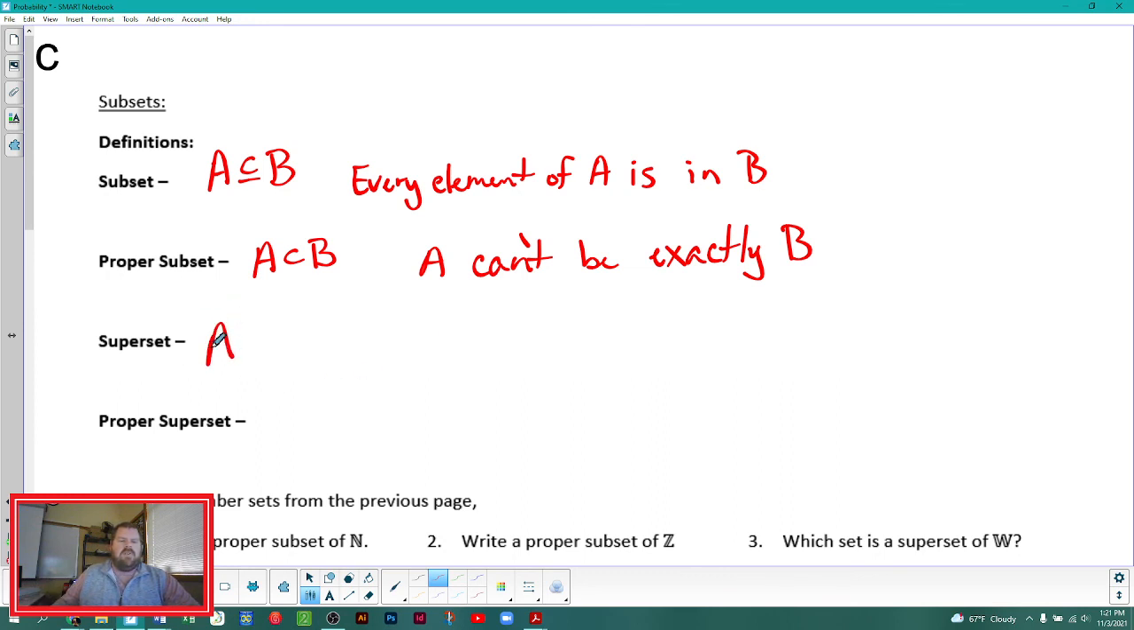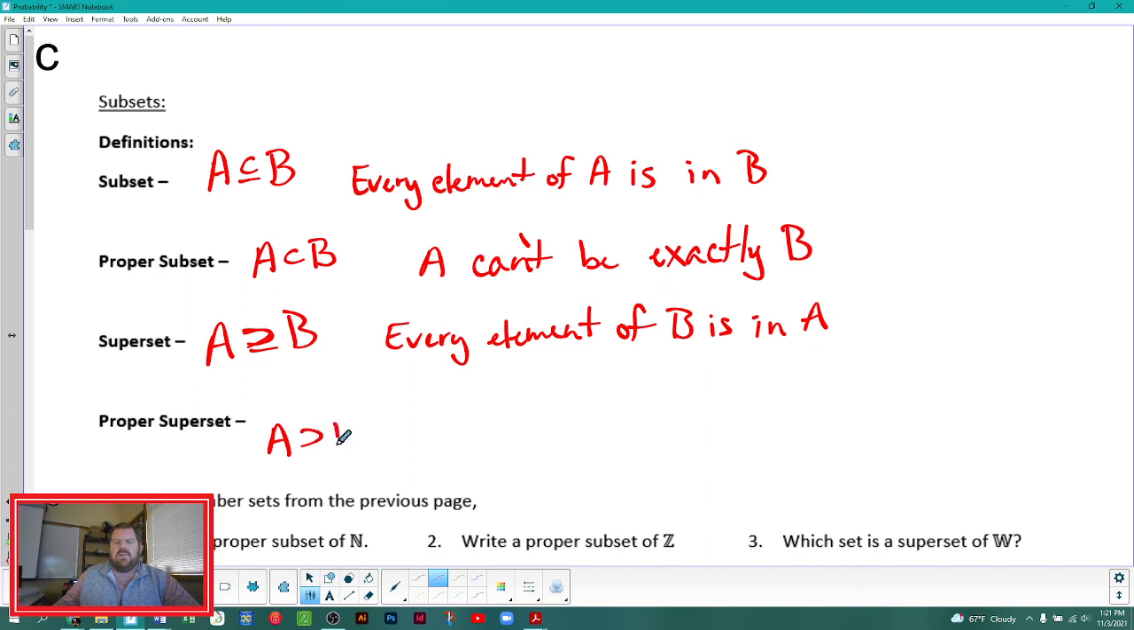Okay, for a superset, and make sure you don't try to make it look like an inequality, it should be rounded. If A is a superset of B, it means quite the opposite. Every element of B is in A. And then proper superset, same idea. If A is a superset of B, then B can't be exactly A.